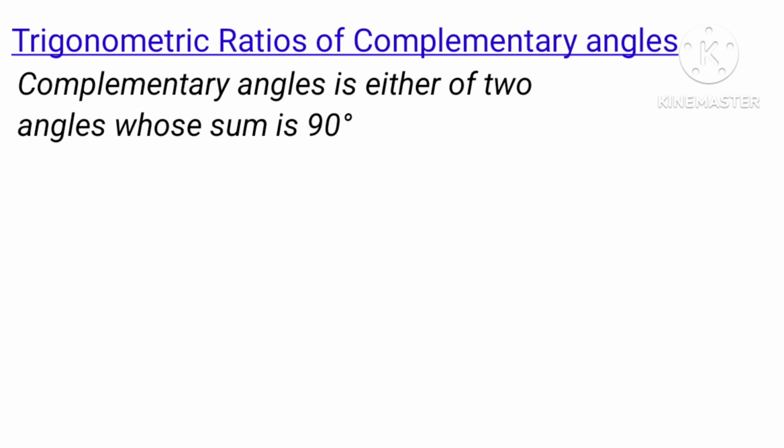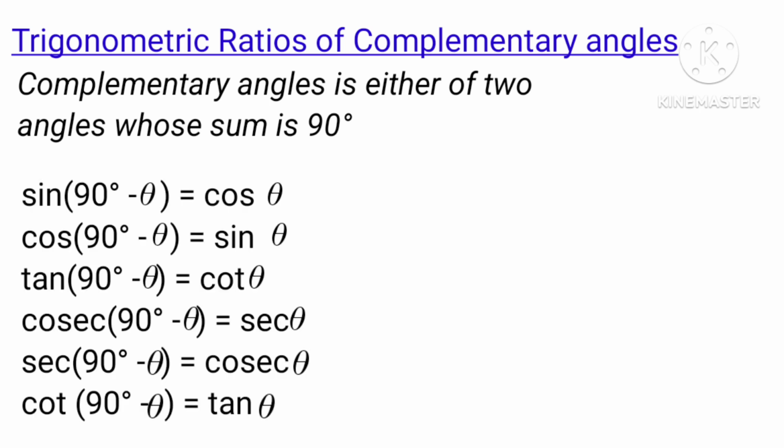So we have six formulas in this. Sin 90 degree minus theta is equal to cos theta. Cos 90 degree minus theta is equal to sin theta. Tan 90 degree minus theta is equal to cot theta. Cosecant 90 degree minus theta is equal to secant theta. Secant 90 degree minus theta is equal to cosecant theta. Cot 90 degree minus theta is equal to tan theta.